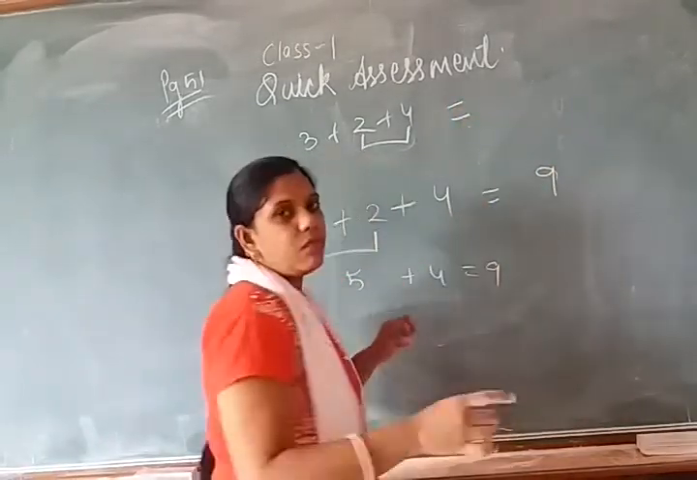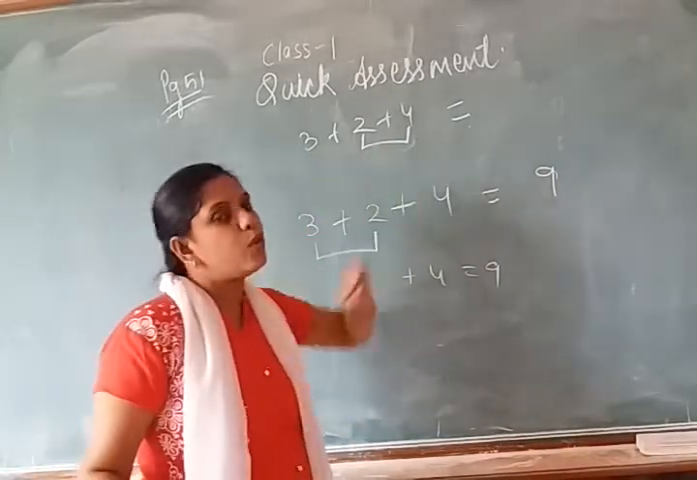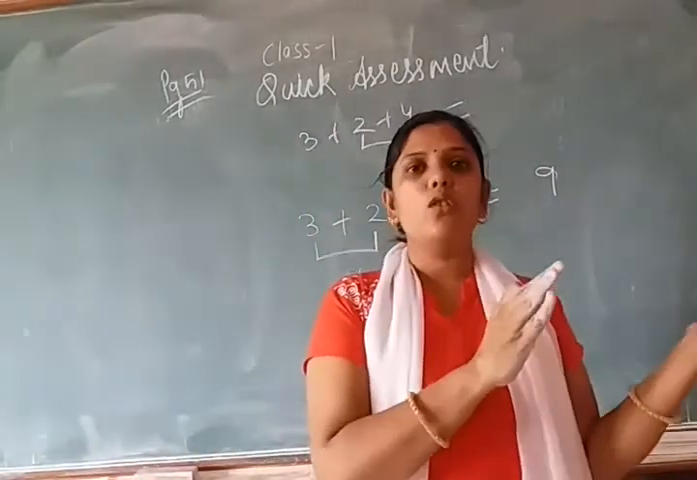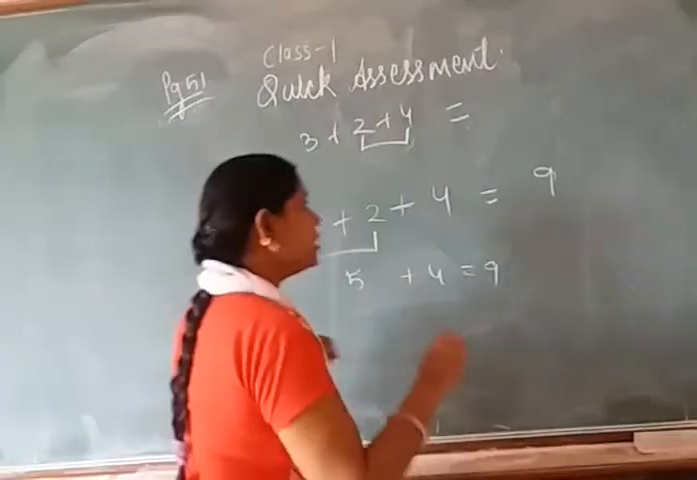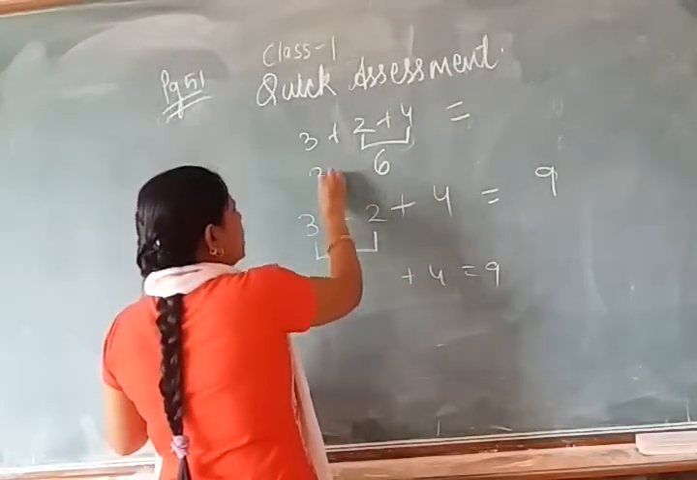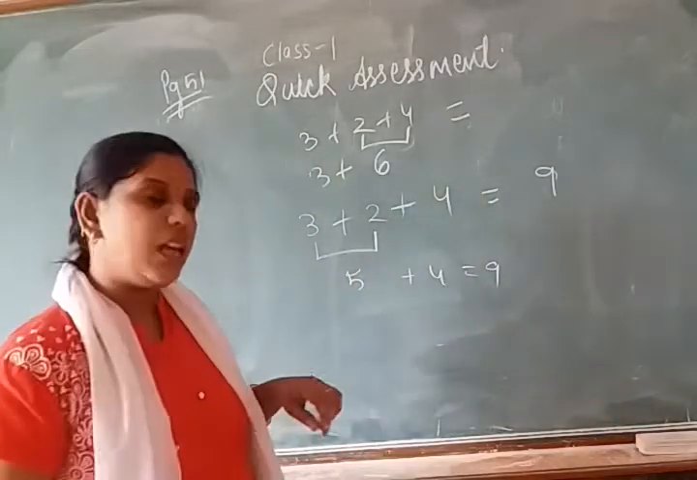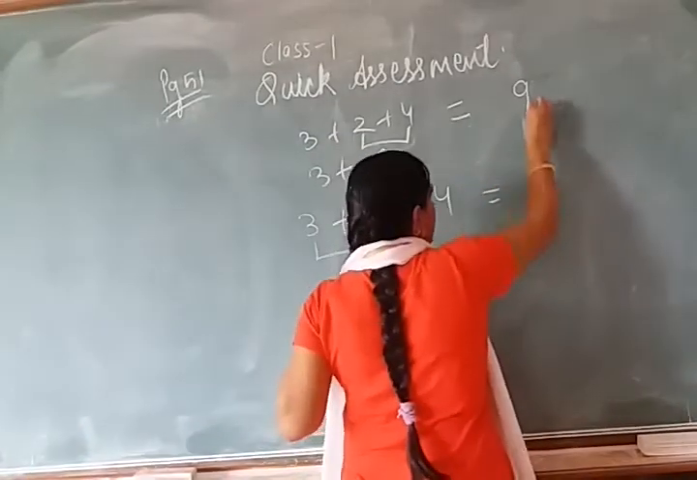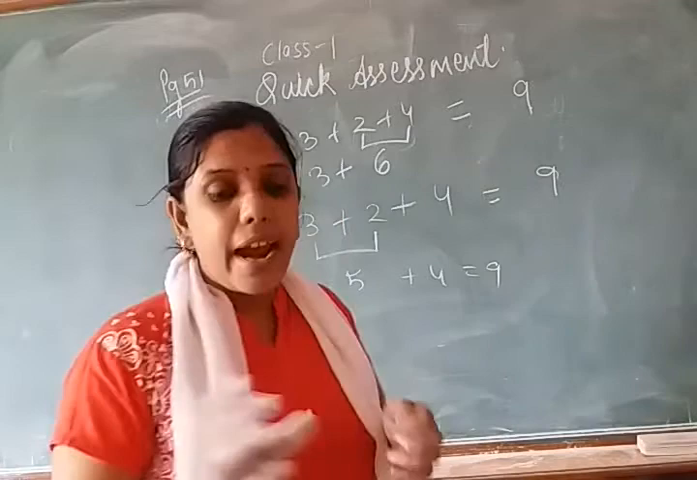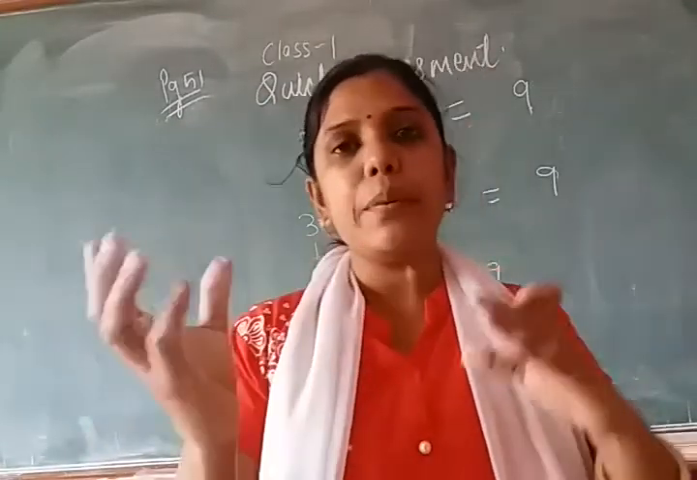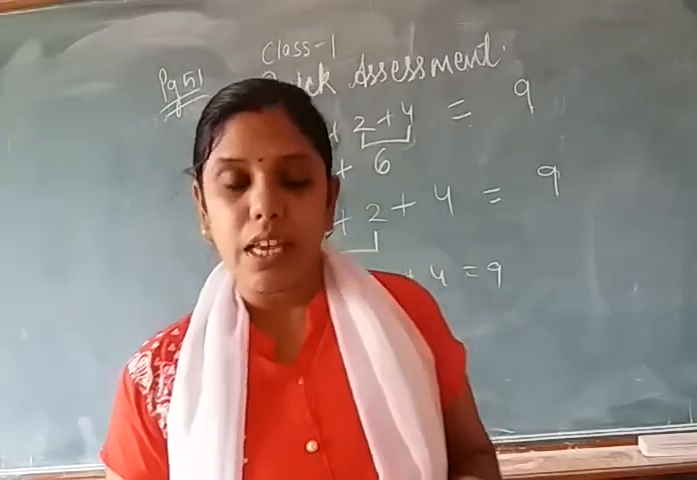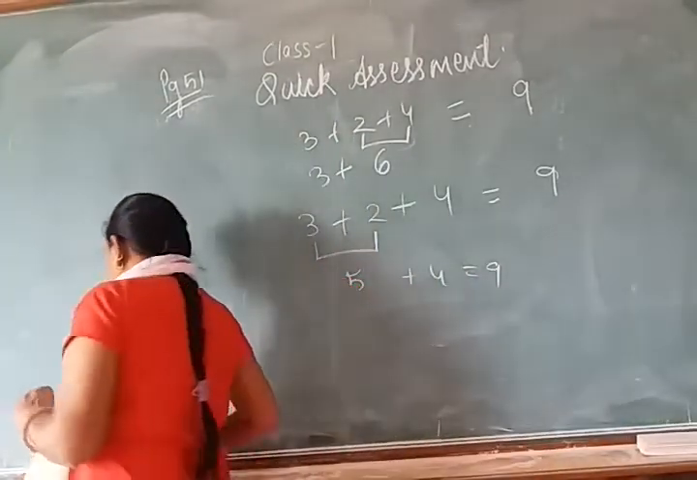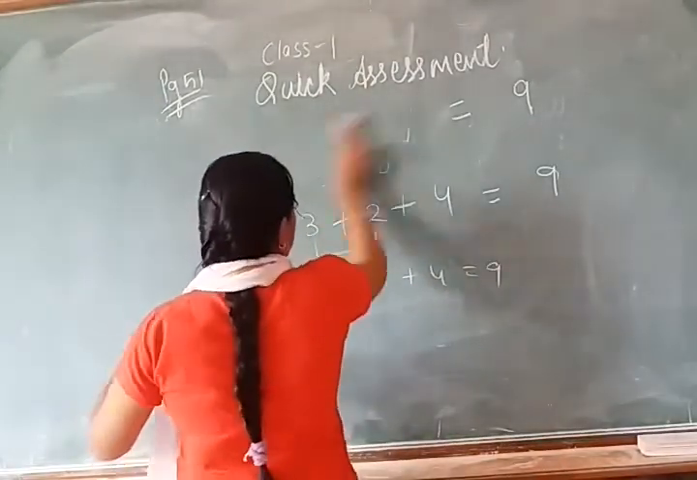Now in this question first I am going to add 2 plus 4. अभी मैंने 3 को अकेला छोड़ दिया और 2 और 4 को पहले ऐड किया. So 2 plus 4 is 6 and 3 plus 6 is 9. So both the numbers are same. So in addition, अगर एडिशन में नंबर्स को हम आगे पीछे करके कैसे भी ऐड करते हैं, so answer will be same. Okay. So the same procedure we have to do in quick assessment.